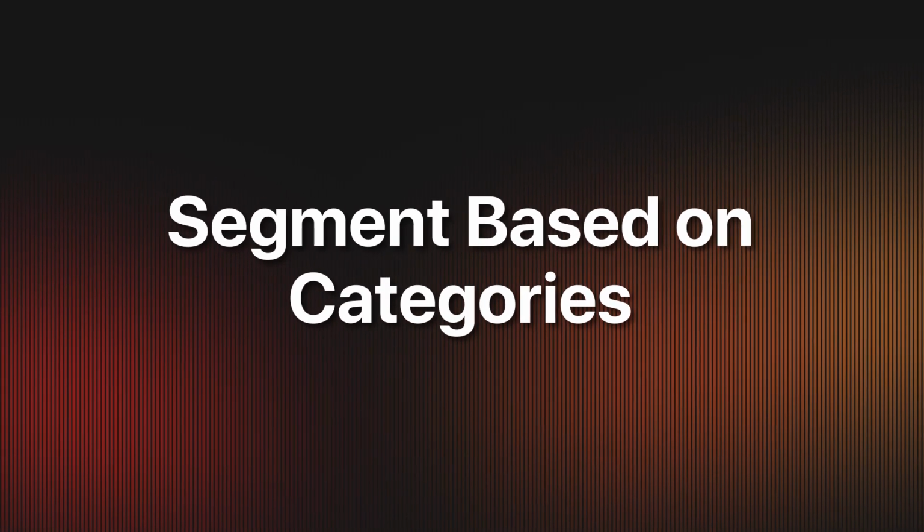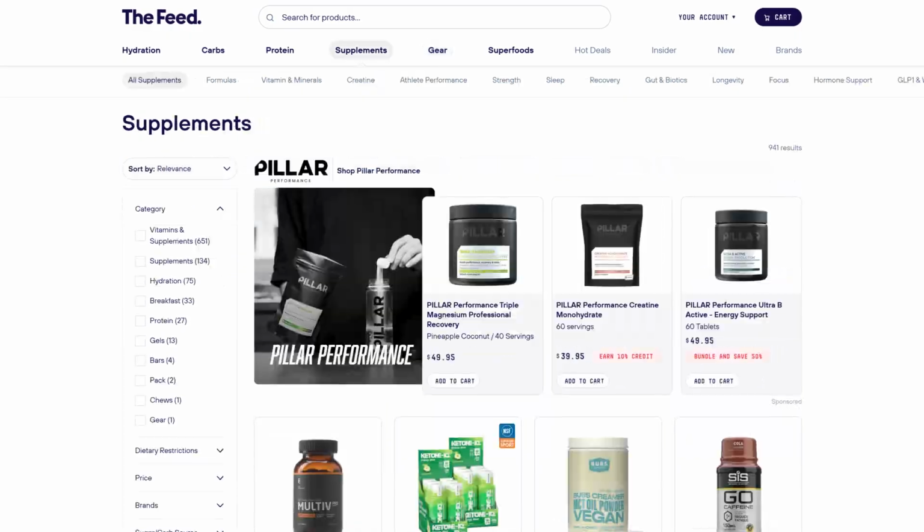The next way you can segment your flow is based on categories. For example, let's say your brand has very distinct product categories. Maybe you sell recovery gear and then you sell supplements as well. Both recovery gear and supplements are very different from each other, and we can't be super effective with our messaging if it's just super general and it applies to both categories. Instead, you can segment your browse abandonment flow based on the category that they looked at.